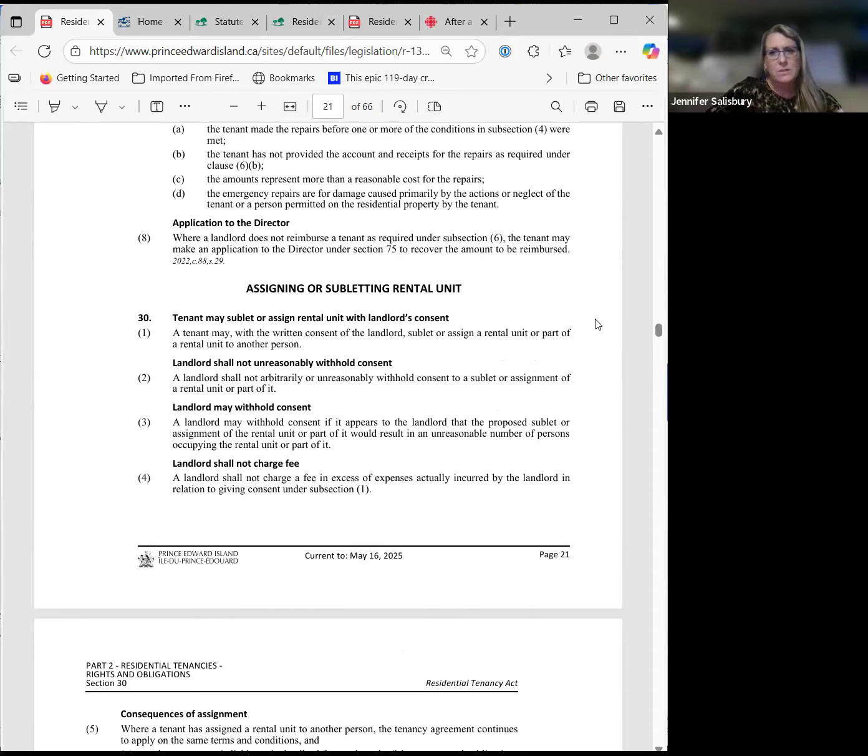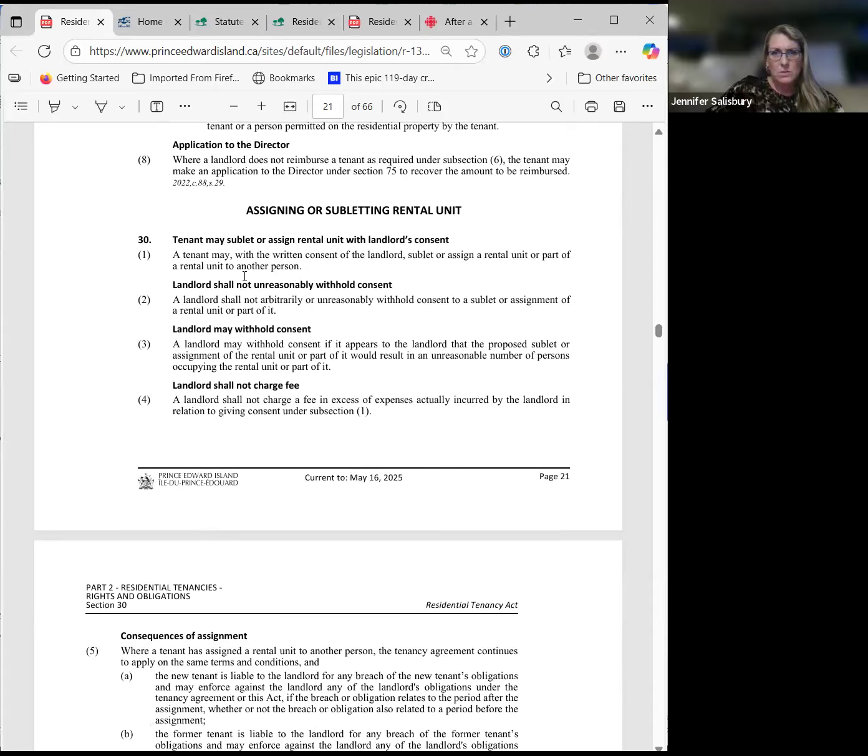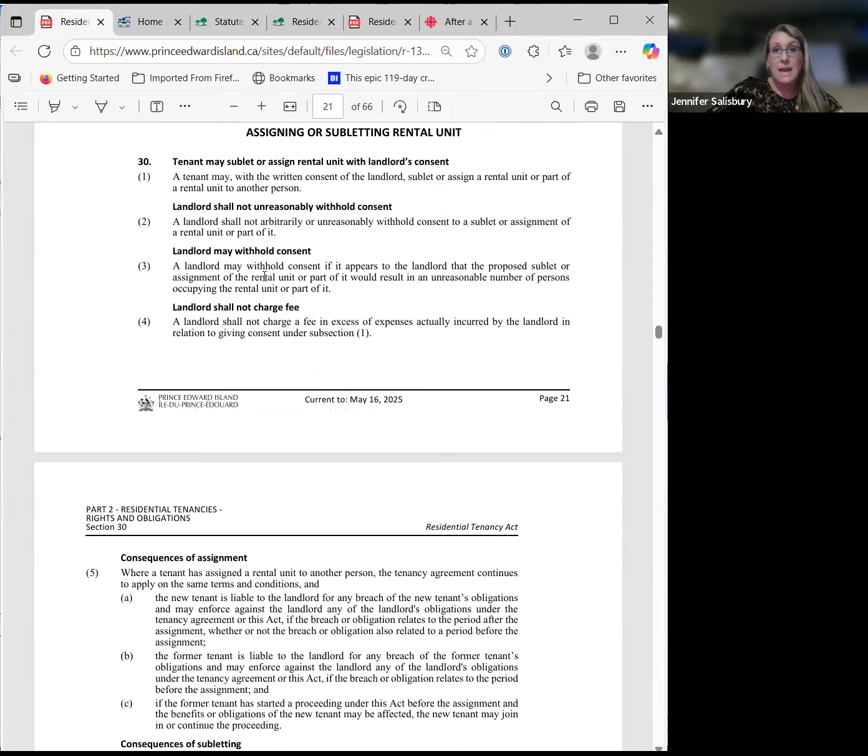Okay, here we go. Getting into assigning or subletting a rental unit. And for those of you who are listening, we're on page 21 of 66. So I know this is going a little bit slow, but that's okay. We're going to keep going. We're talking about assigning or subletting. Landlord cannot charge a fee for doing that, but they can approve and they cannot unreasonably withhold consent.